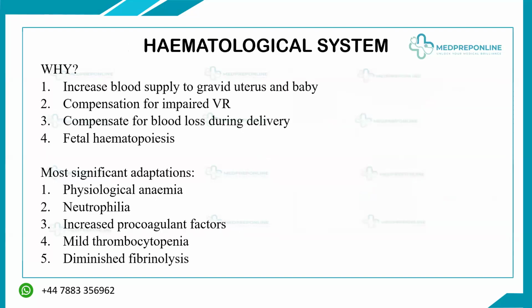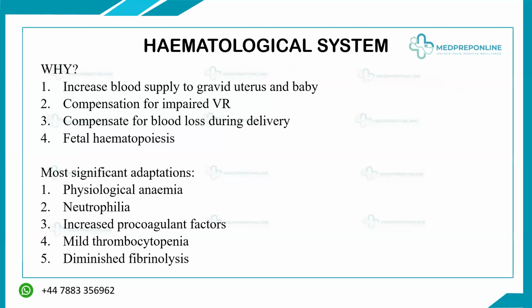Now coming to hematological changes. What changes do we see, and more importantly, why? Firstly, it is to increase the blood supply. All of the blood volume that is increasing is to meet the demands of the growing baby. So, to increase blood supply to the uterus as well as the growing baby, to compensate for the impaired venous return because of the gravid uterus, which we just discussed. Also to compensate for the blood loss that the mother will encounter during a miscarriage or a delivery, right? And to increase the fetal red blood cell mass.